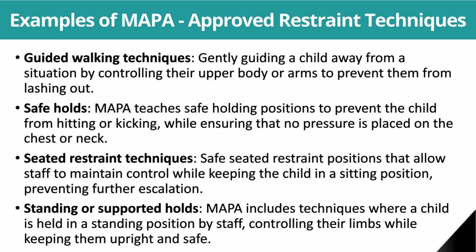Seated restraint techniques. For smaller children or in certain situations, MAPA teaches safe seated restraint positions that allow staff to maintain control while keeping the child in a seating position, preventing further escalation. Standing or supported holds. MAPA includes techniques where a child is held in a standing position by staff, controlling their limbs while keeping them upright and safe.